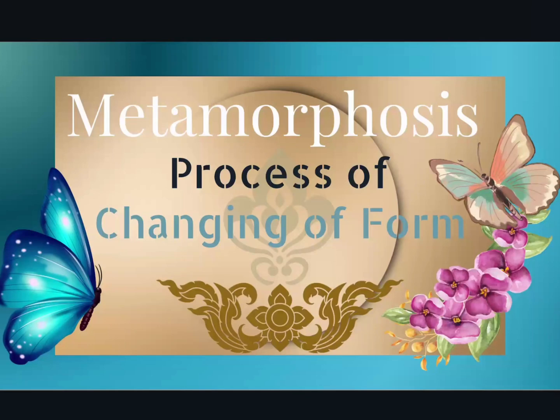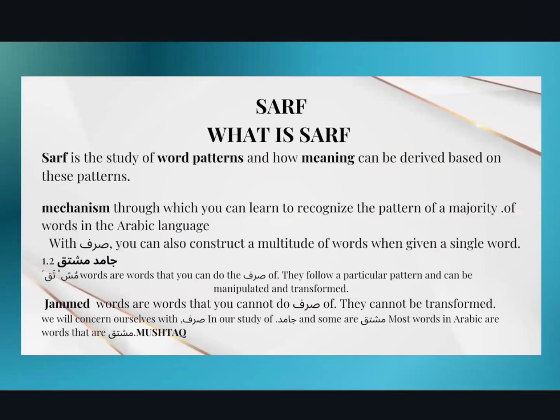What is Sarf? Sarf is the study of word patterns and how meanings can be derived based on these patterns. The mechanism through which you can learn to recognize the pattern of the majority of words in the Arabic language is called Sarf. With Sarf, you can also construct a multitude of words when given a single word. Jamid and mushtaq: jamid, or jammed, words cannot be sarfed. Mushtaq are the words that you can do sarf with.